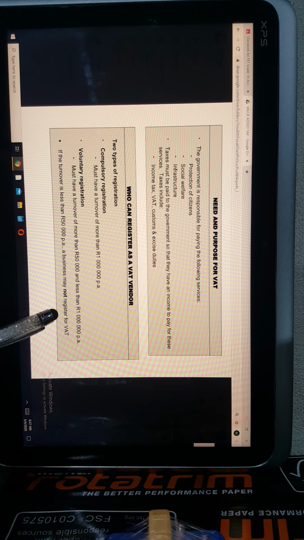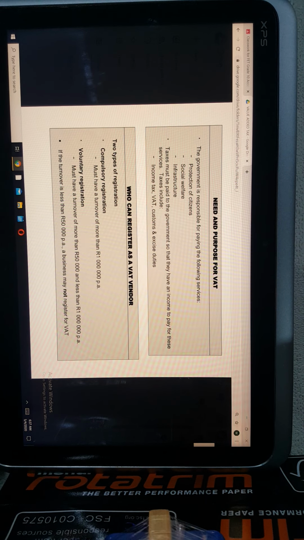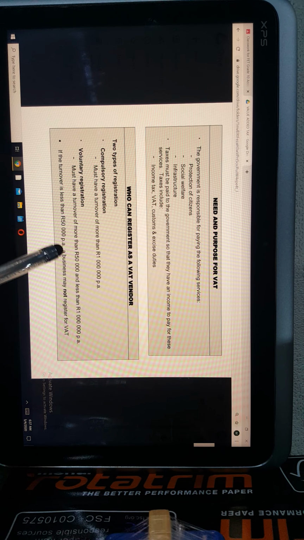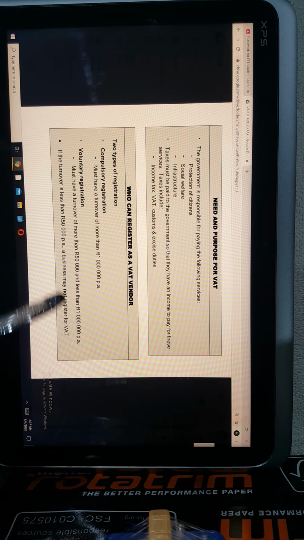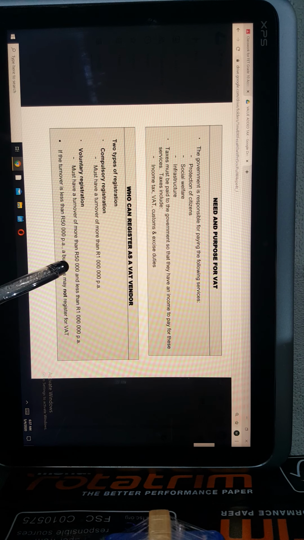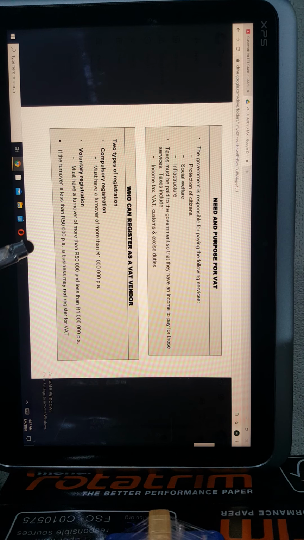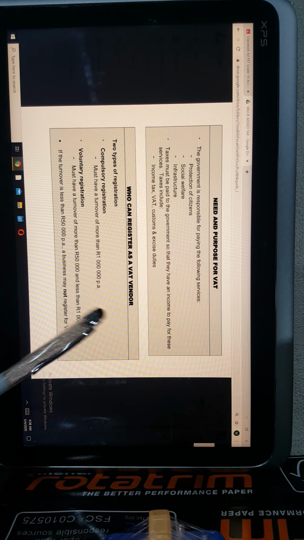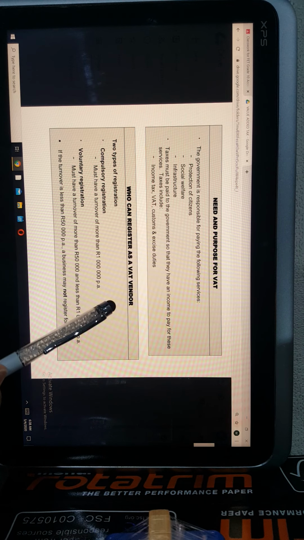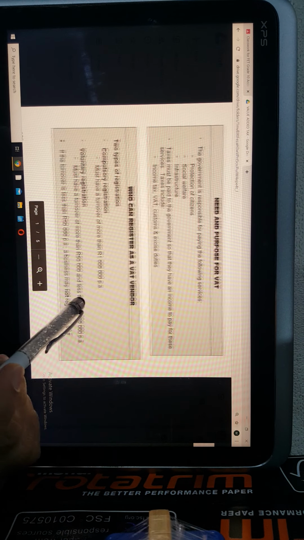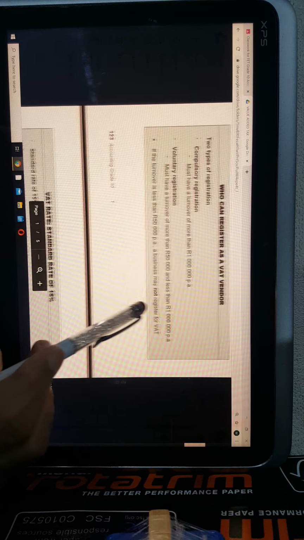So if you carry on selling for the whole year and at the end of the year you work out, for example, that your sales figure is 20,000 rand, you cannot register for VAT. Okay, it has to be more than 50,000 and less than 1 million for you to have a voluntary registration. So when you register to pay VAT to the government, you are called a VAT vendor. Okay, so then you get the registration number and you have to pay your VAT over.